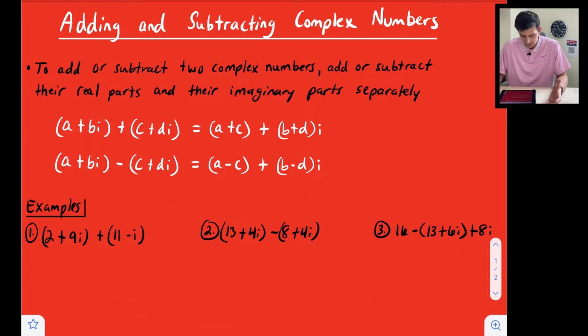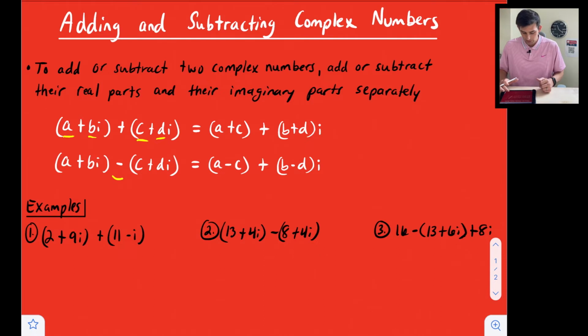So if we have an example, a plus bi plus c plus di, we're going to add a plus c, and then we're going to add b plus d, and for the imaginary part we just tack on that i at the end of it because they're like terms, we can combine them. Same thing if we're subtracting, that's the only difference. A plus bi minus c plus di. We have a minus c plus b minus d, and then once again we tack that i onto that imaginary part.